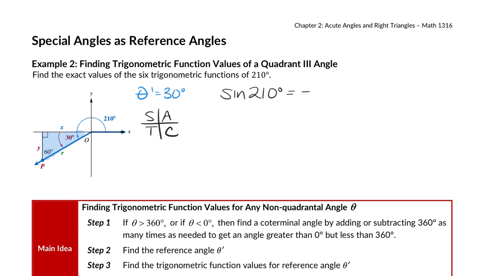1/2, but since we're in quadrant 3, we're going to make it negative 1/2. That is the sine of 210 degrees. We can instead use the reference angle as long as we remember which quadrant we're in.